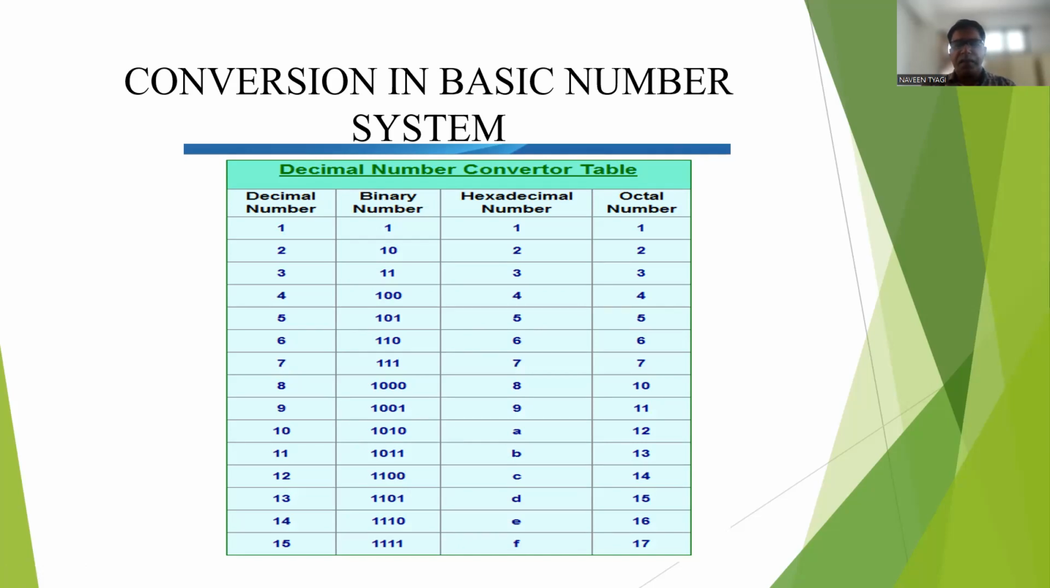And in the hexadecimal number system, 10 is represented by A, 11 by B, 12 by C, 13 by D, 14 by E, and 15 by F. And in the binary number system, after 2, the number of digits in binary increases. It goes from 2 to 3 and up to 4 digits.